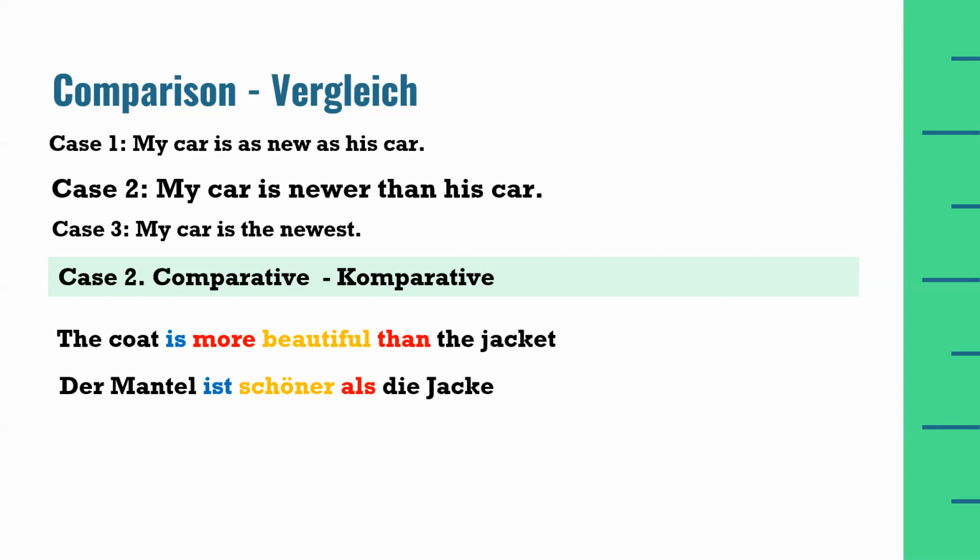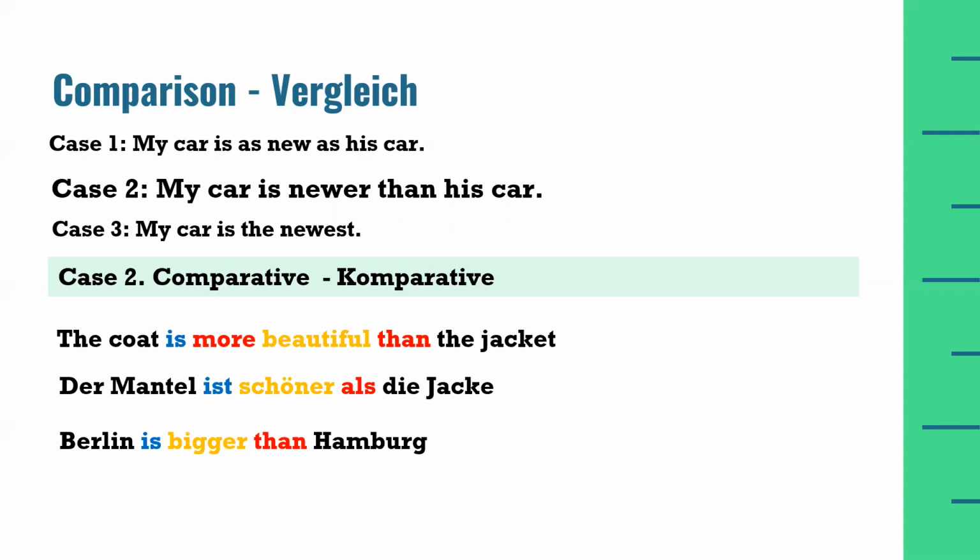We have learned it already. And then we will use als in place of than. And after that, the second object will come that we are comparing, which is die Jacke in this case. Because Jacke is a feminine noun, therefore we will use die Jacke. And we will follow the same pattern for comparison in the next examples.